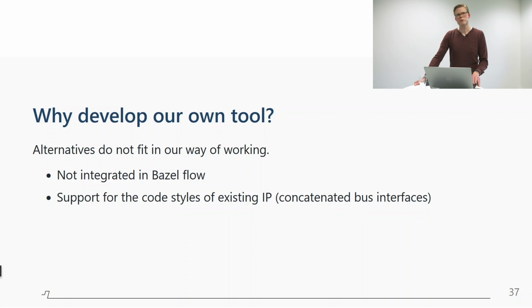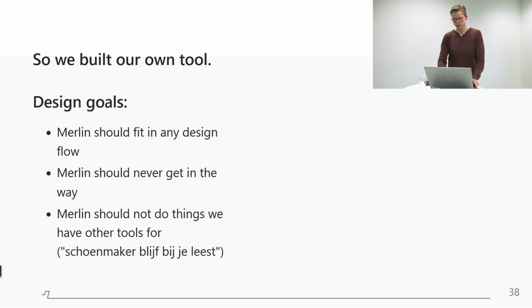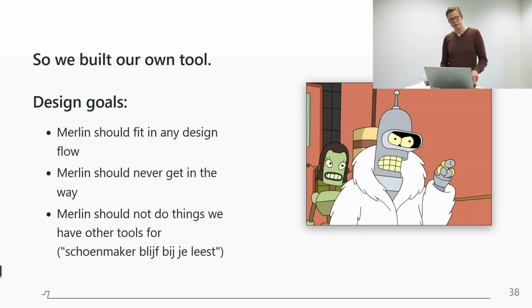There are also several code styles that we employ. For example, we often use concatenated bus interfaces, which means that we have multiple, for example, AXI interfaces, but on a single set of signals. So all the valids become a big vector of valids, for example. And this is something that we did not find in those alternatives. So we built our own tool.